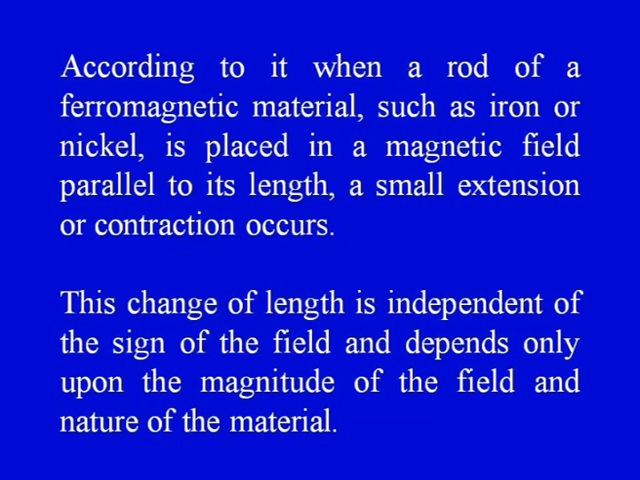See, the magnetostriction depends on temperature. Actually, it reduces with increase in temperature, becomes 0 at Curie temperature. And amongst the various materials, for a pure element, cobalt has the highest magnetostriction coefficient. Now, this change of length which occurs when the material is put in a magnetic field is independent of the sign of the field.